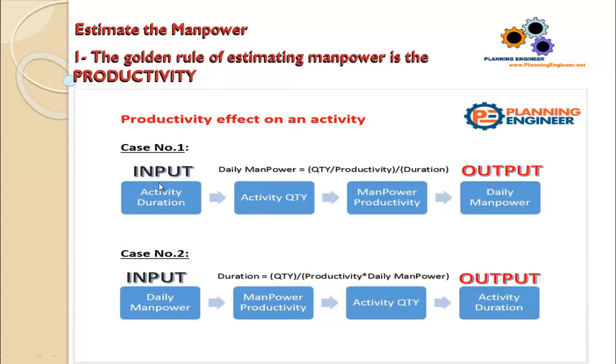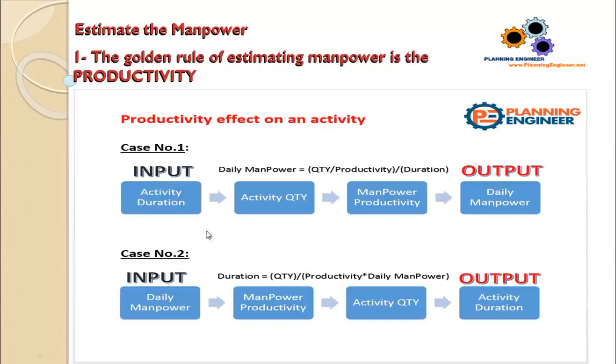We have two cases. We have too many variables in our formula. So you have to fix one of the variables in addition to the quantity and the productivity. The productivity and the quantity for an activity are already fixed, and you need to fix a third variable in order to calculate the remaining variable.